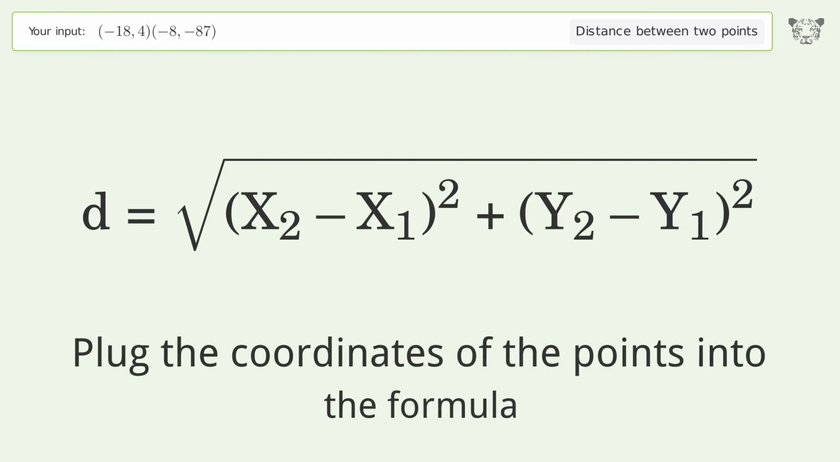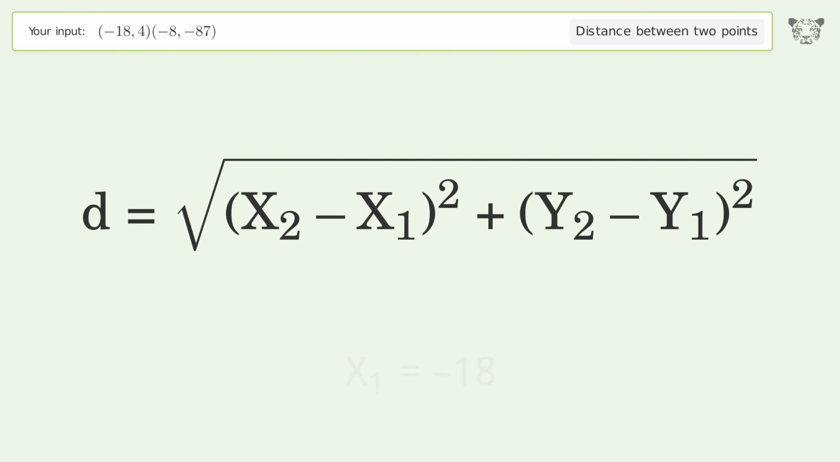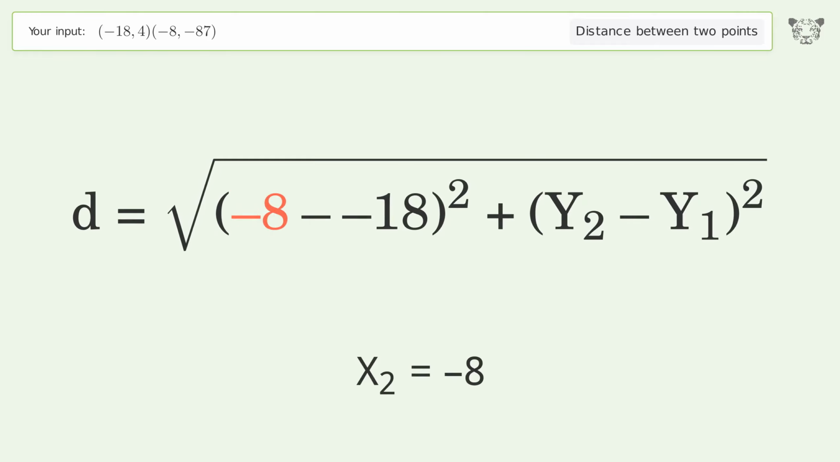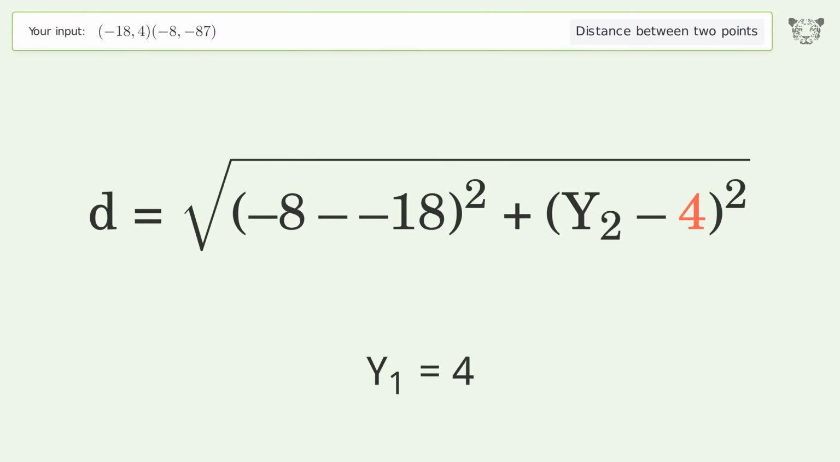Plug the coordinates of the points into the formula. x1 equals -18. x2 equals -8. y1 equals 4. y2 equals -87.